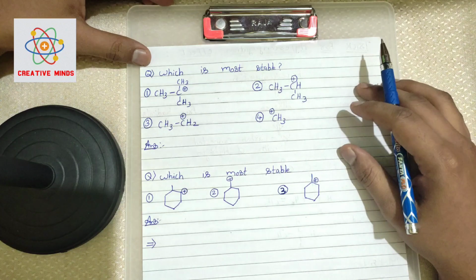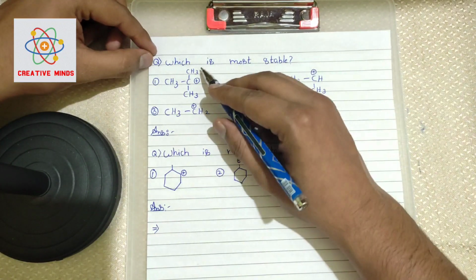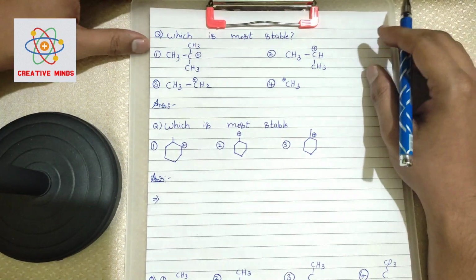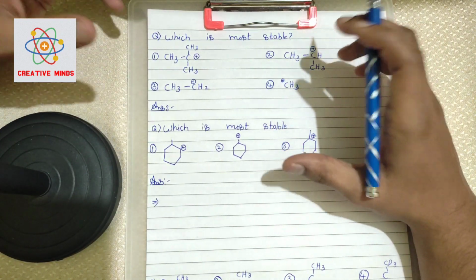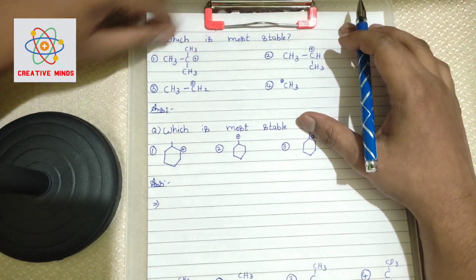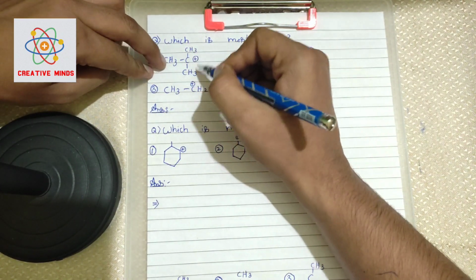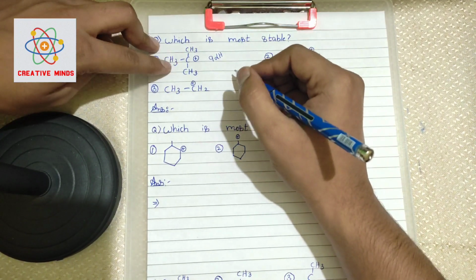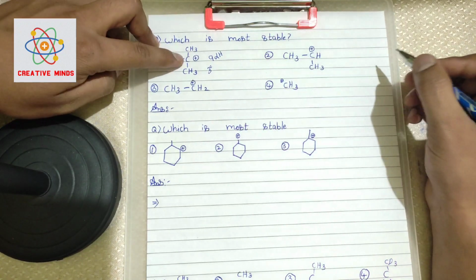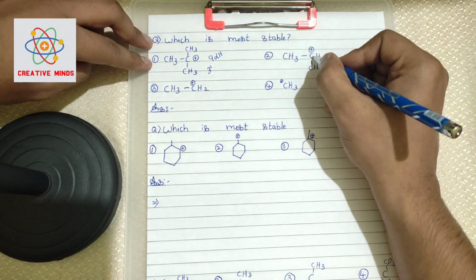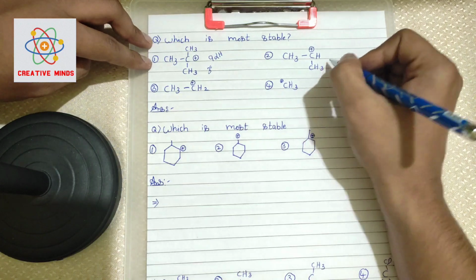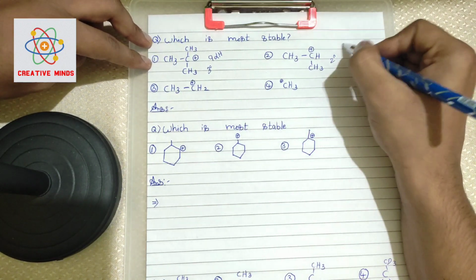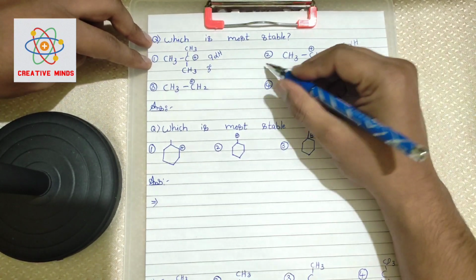Now here is the first question. They are asking which is most stable. We have to identify which is most stable. What I told you: the more the alpha hydrogen, the more the stability. Here we have 3 plus 3 plus 3, 9 alpha hydrogen, and this is a tertiary carbon. In the next option, two CH3 groups are connected to the carbon, so this is secondary. How many alpha hydrogen? 3 plus 3, 6 alpha hydrogens are connected in the second option.